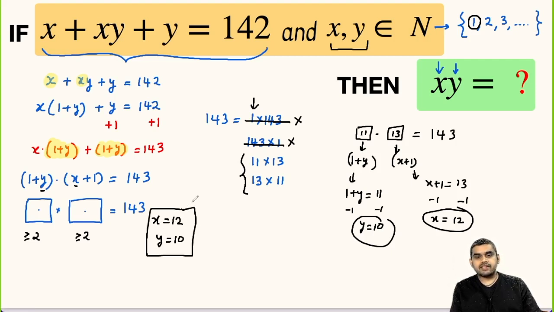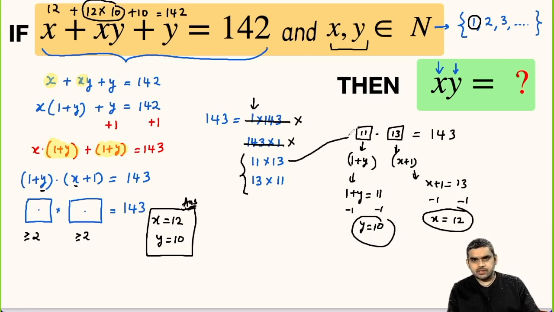Now let us justify our answer. Let us substitute x equal to 12. Now 12 times y, which is 10, plus 10. So this middle term will be 120, plus 10 is 130, and plus 12 is 142. So it is equal to 142. Hence this is a correct answer.